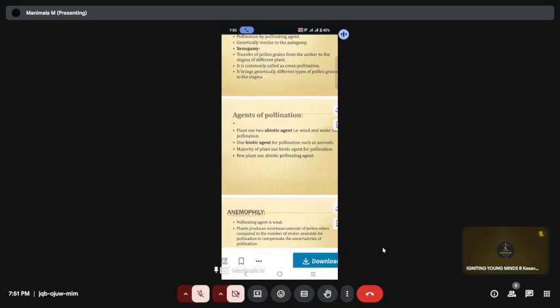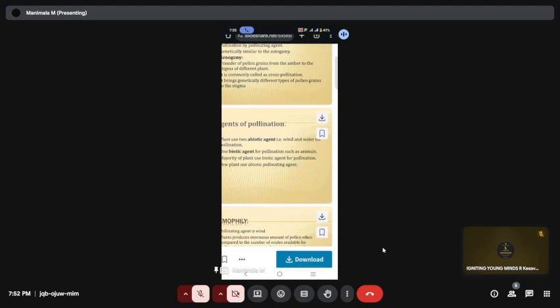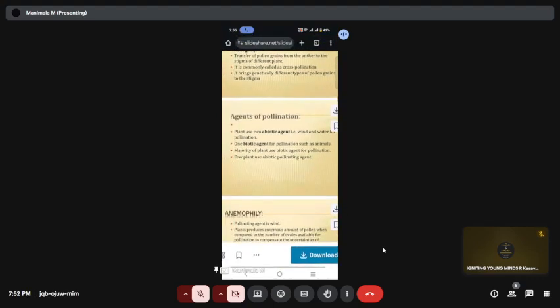When cross-pollination takes place, some agents are required. Two types of pollinating agents are used: one is the abiotic agent and the other is the biotic agent. What are the abiotic agents? Wind and water come under abiotic agents. And for biotic agents, we discuss animals.